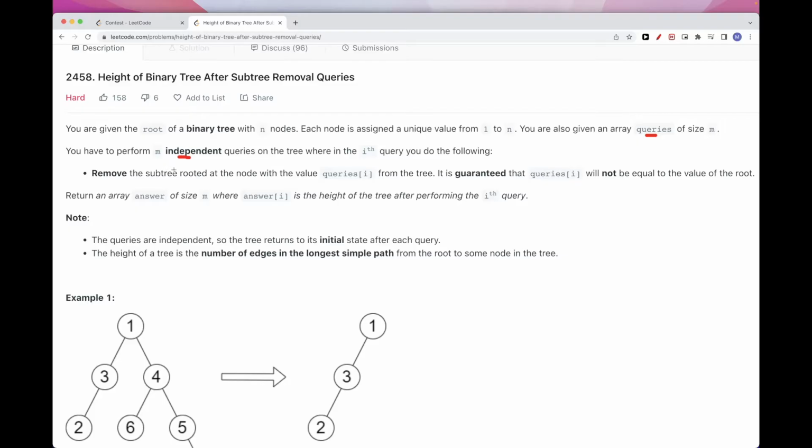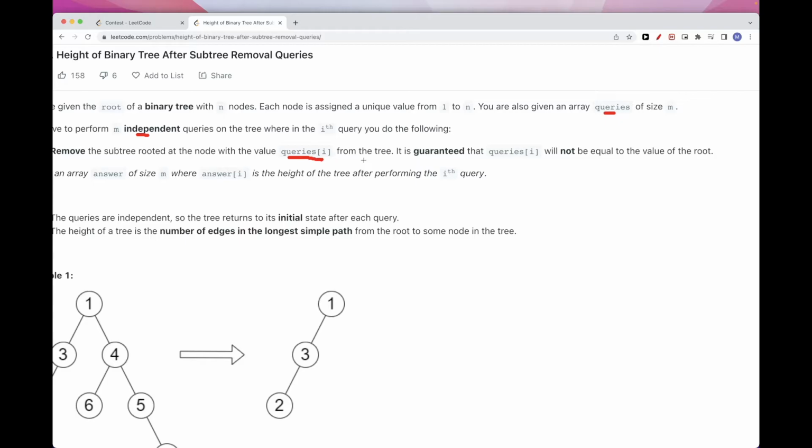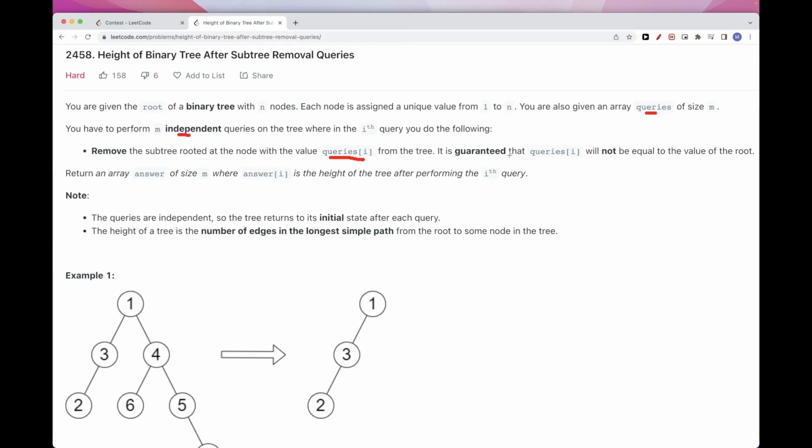And in that query, what should we do? Basically we want to remove the subtree that is rooted at the node that has a value that is the same as queries at position i. And it's guaranteed that that element is not the root itself, so we don't need to remove the entire tree. And what we want is to return an answer array of size m. So for each query, we want to return the height of the tree after performing that query, and the query is removing the subtree that has that node value as the root.